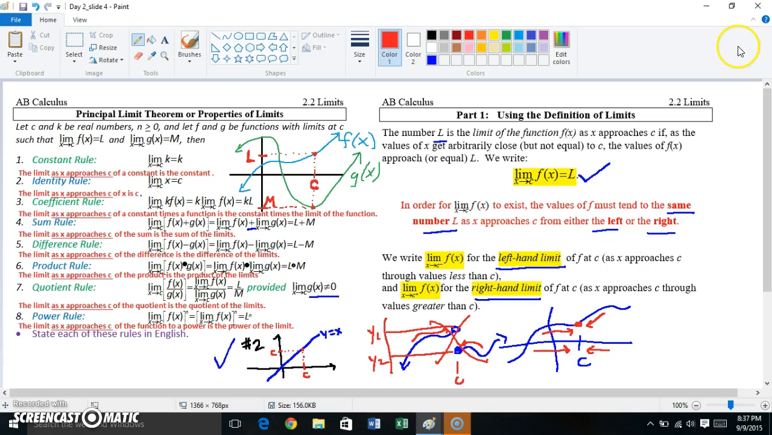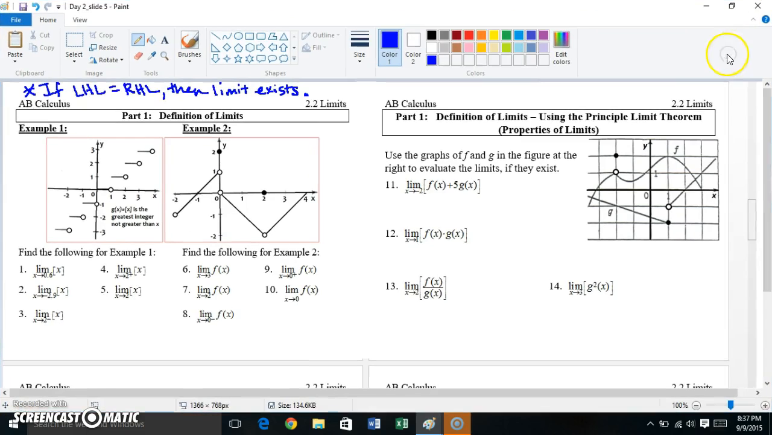Okay, let's take a look. And so that notation, let's make sure you know the notation. The limit as x approaches c from the left of f of x, and the limit as x approaches c from the right would have a little positive sign on it. So remember, if the left-hand limit equals the right-hand limit, then the limit exists. All right, so let's take a look at this graph, example number 1.